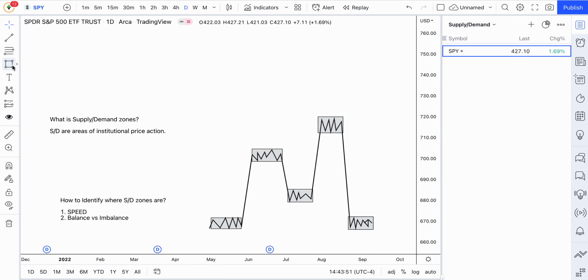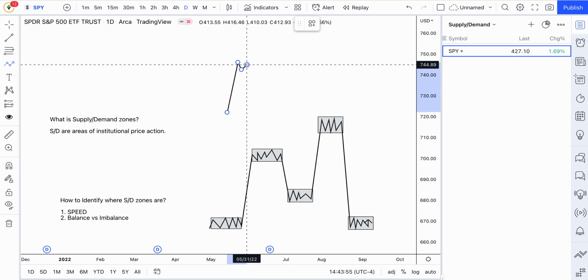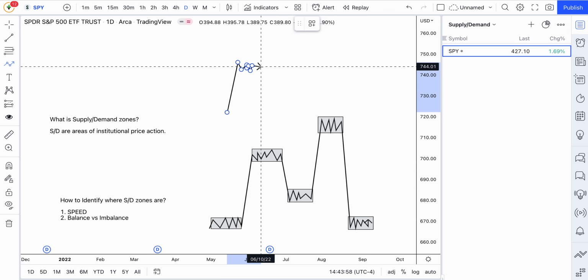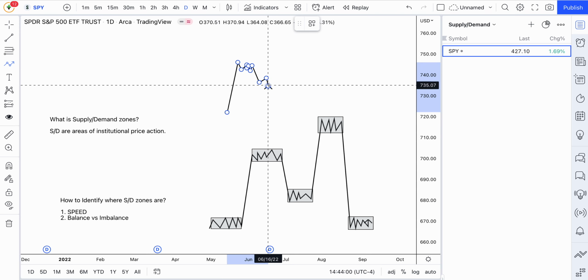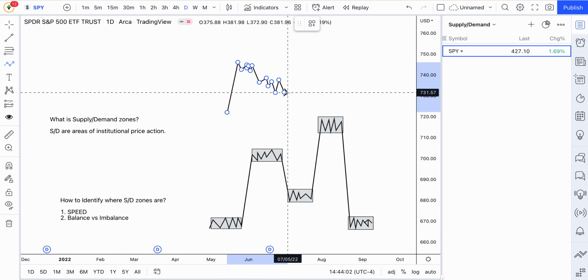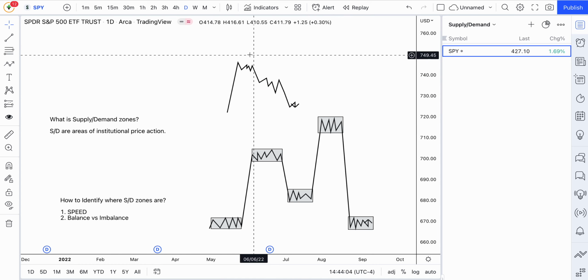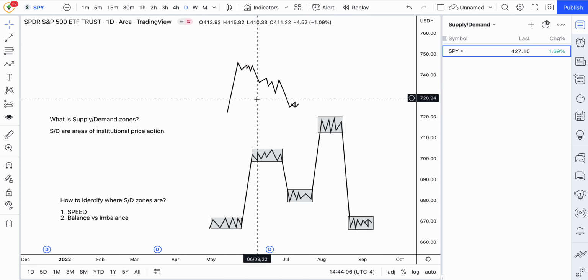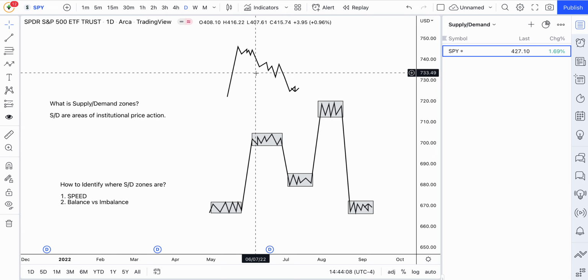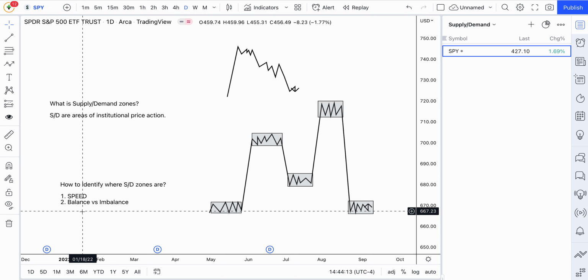So if you ever see price action where maybe we consolidate here like this, and then it just kind of goes really slowly, kind of choppy, down like this, I would not consider this a supply zone. We'll get into more examples in the future videos, but right now, just a basic idea, two things: speed and balance versus imbalance, okay?